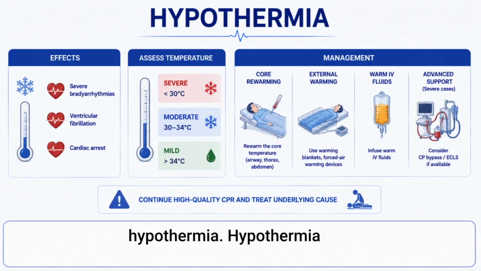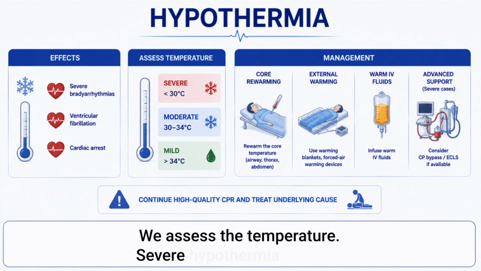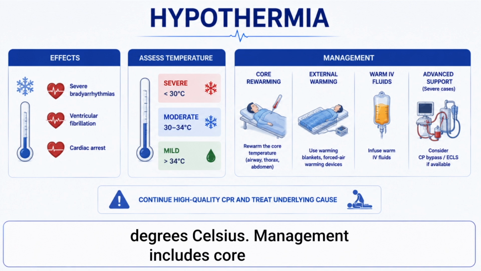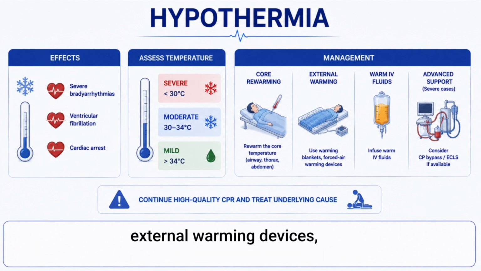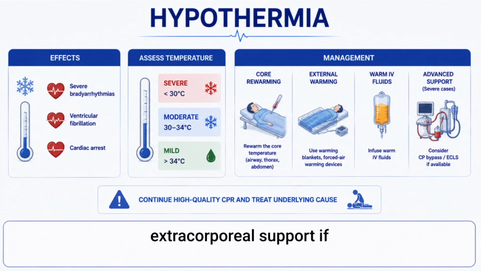Hypothermia. Hypothermia can cause severe bradyarrhythmias, ventricular fibrillation, and cardiac arrest. We assess the temperature. Severe hypothermia is below 30 degrees Celsius, moderate hypothermia is 30 to 34 degrees Celsius, and mild hypothermia is above 34 degrees Celsius. Management includes core rewarming, external warming devices, and infusion of warm IV fluids. In severe cases, especially if the patient is in cardiac arrest, we may need to consider cardiopulmonary bypass or extracorporeal support if available.